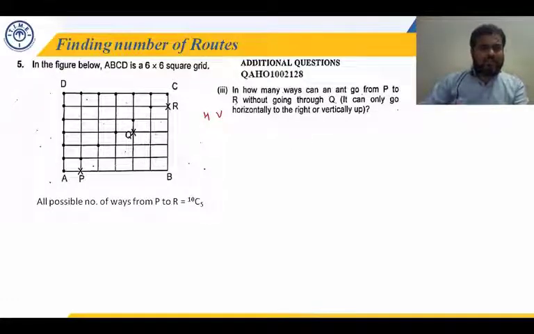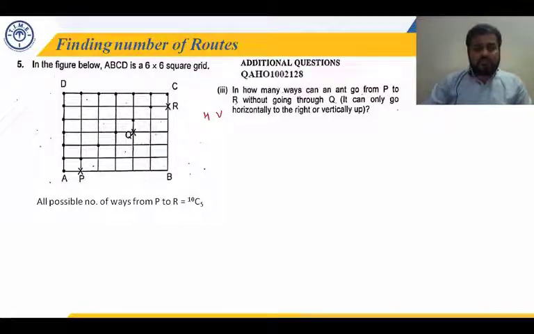Now since we have done the previous examples, in this example we will not see one of the ways. We will just apply the learnings from the previous two examples and see what is being done. So, all possible number of ways from P to R. Just focus on P to R, okay? So from P to R, focus on the pointer: 1, 2, 3, 4, 5, 5 horizontal; 1, 2, 3, 4, 5, 5 vertical. So from P to R, we have 5 horizontal and 5 vertical steps.